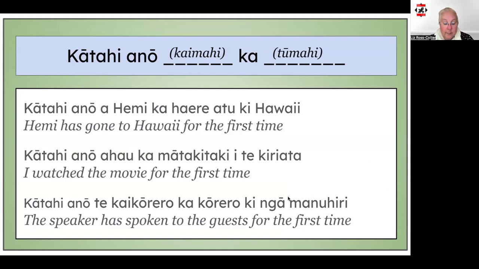Here's some examples of Kātahi Anō Ka when it's used to say something has happened for the first time. Kātahi anō a Hemi ka haere atu ki Hawaii. Hemi has gone to Hawaii for the first time. Kātahi anō ahau ka mātakitaki i te kiriata. And kātahi anō te kaikōrero ka kōrero ki ngā manuhiri. The speaker has spoken to the guests for the first time.